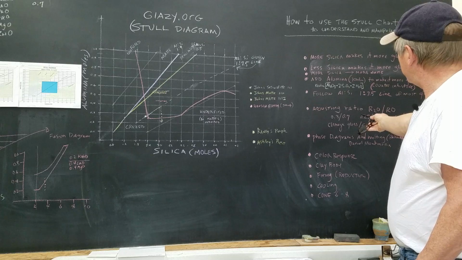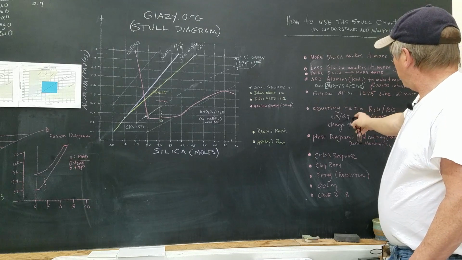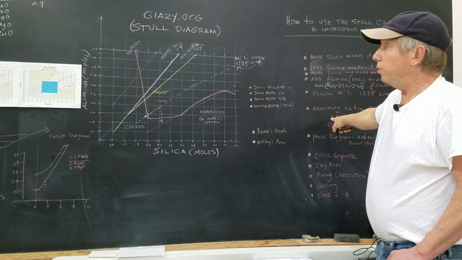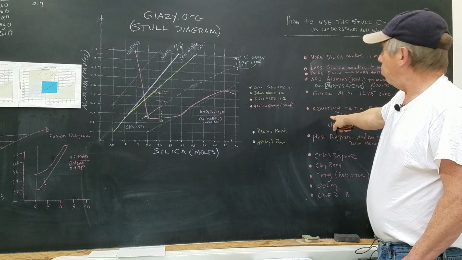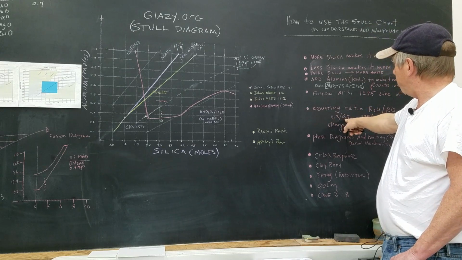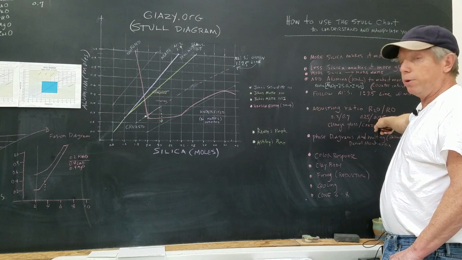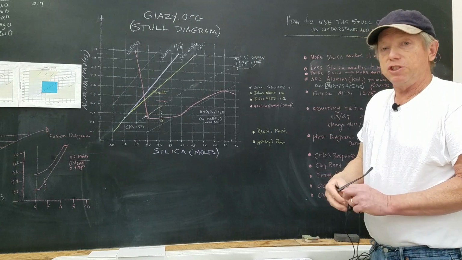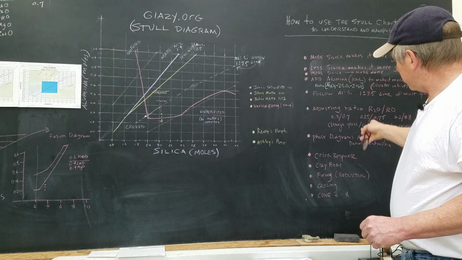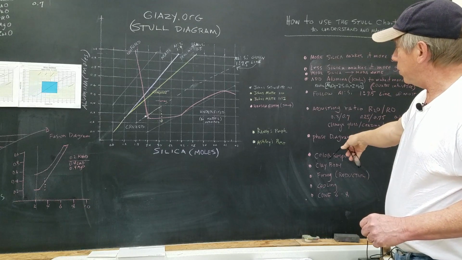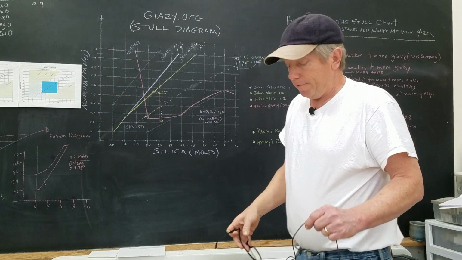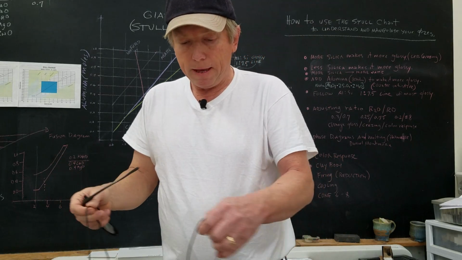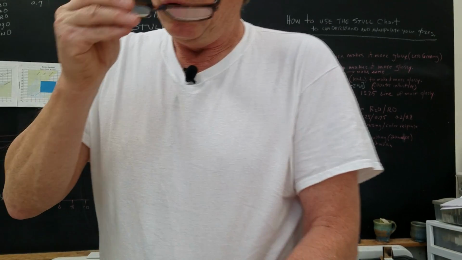We'll talk about adjusting the ratio of our R2O from say 0.3 and 0.7 to 0.25, 0.75, or 0.2 and 0.8, and that may help us stop crazing. I'll show you phase diagrams and a bunch of other things here, and I have glaze samples to show you, which I think should be helpful for you. All right, so let's get started.